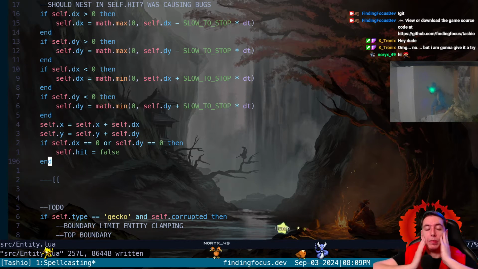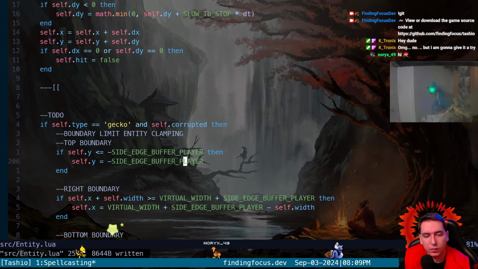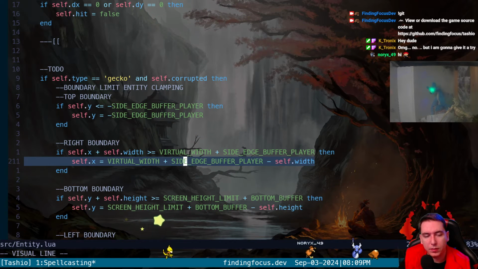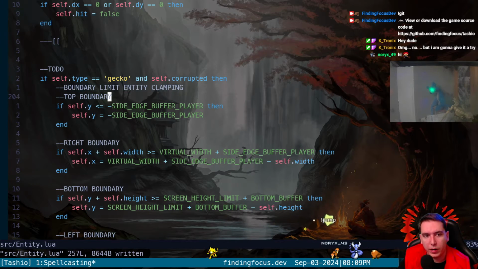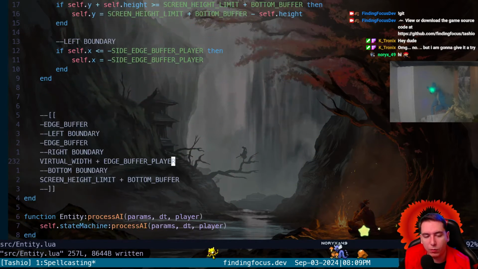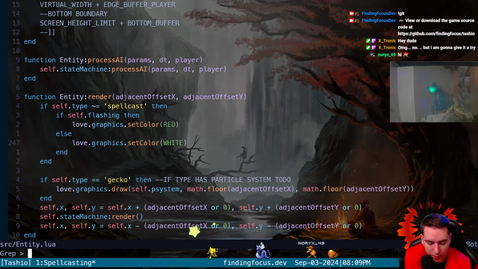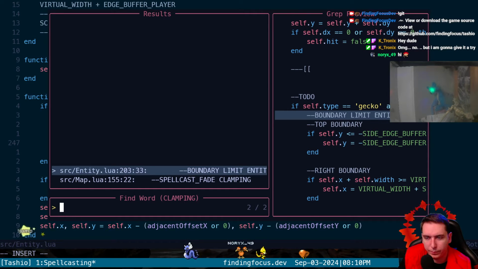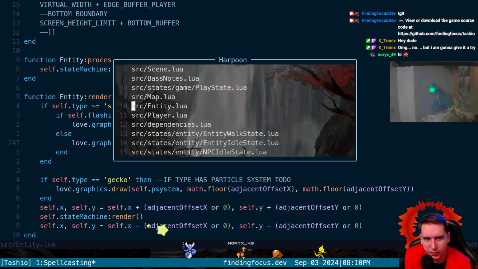Okay. See, we need this clamping for not just our gecko, but for our player, because right now we're able to get knocked out. I wonder if we have any clamping for our player. No. At least not commented.